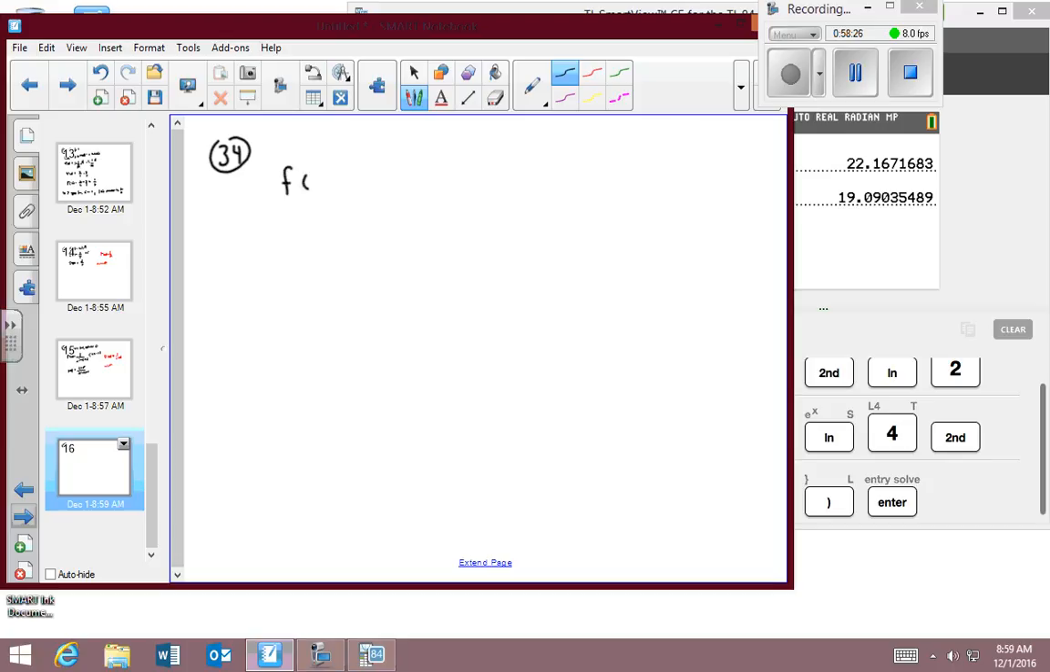f of x equals 18 ln x. And so that's 18 times 1 over x, times the derivative of the argument, which is 1, so 18 over x. That's what the derivative is. And they say f prime of x equals 18 over x. So that's correct, right?